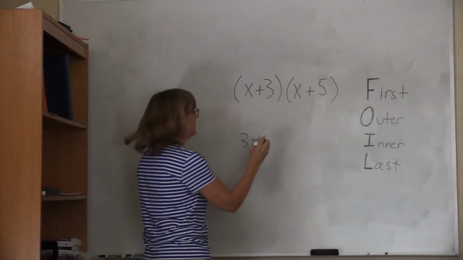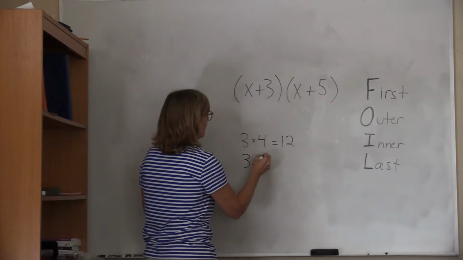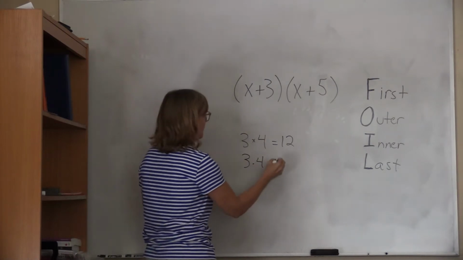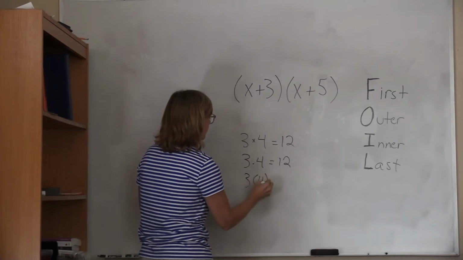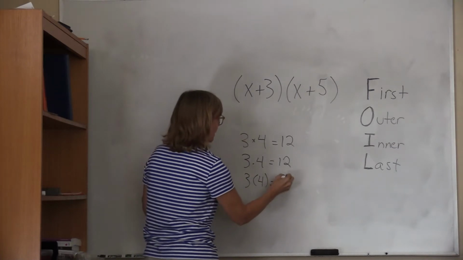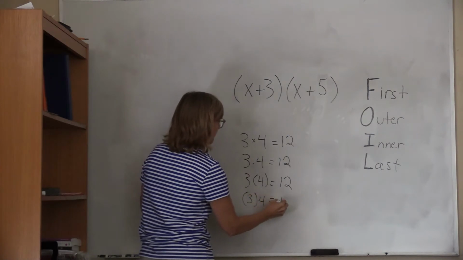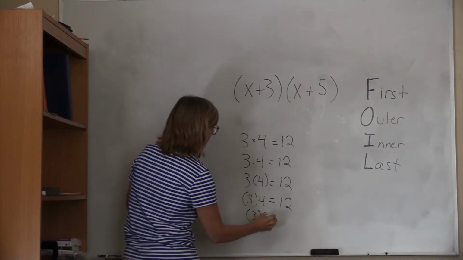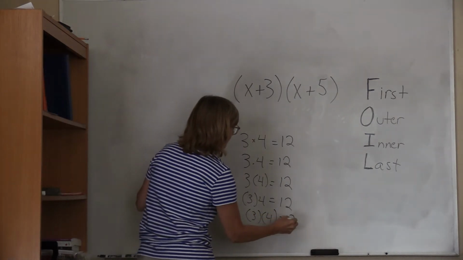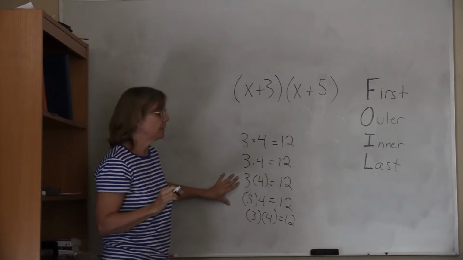You'd go, that's 3 times 4. Huh, that's 12. I'm multiplying. How about this? 3 times 4, 12. 12, right? So we've gone over this before when we talked about distributive property.